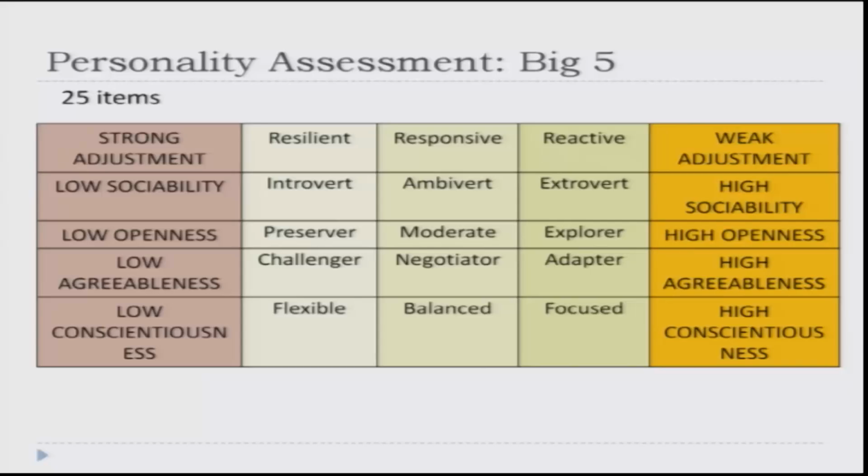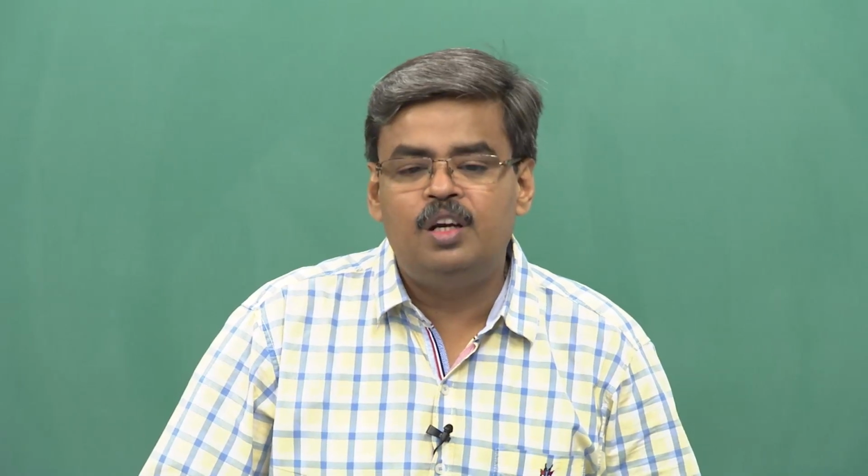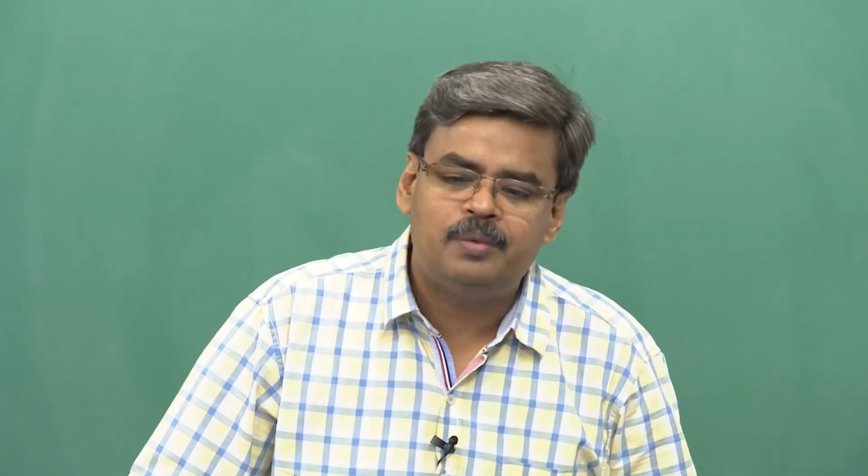Similarly, low sociability and high sociability are 2 extreme ends, and the possibilities are you could be introvert, you could be ambivert, you could be extrovert. The 2 extreme possibilities of openness, low and high openness. So, the possibilities are that you could be a preserver, you could be moderate, or you could be an explorer. Similarly, for agreeableness, the extreme possibilities are you are high at it or you are low at it. From low towards high, when you move, the possibilities are you could be a challenger, you could be a negotiator, or you could be an adapter.